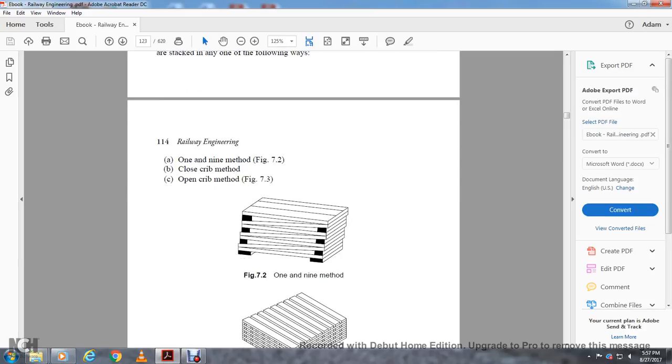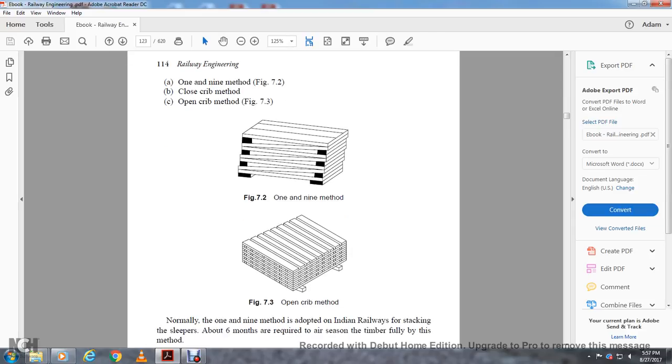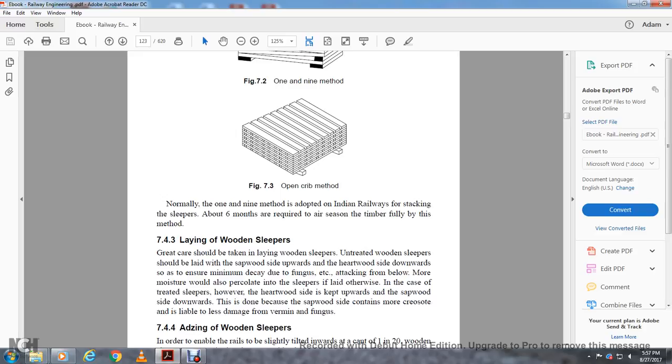Figure 7.2 shows the one and nine method. Figure 7.3 shows the open crib method. Normally, the one and nine method is adopted by the Indian Railways for stacking the sleepers, but about 6 months is required to air season the timber fully with this method. Laying of wooden sleepers.